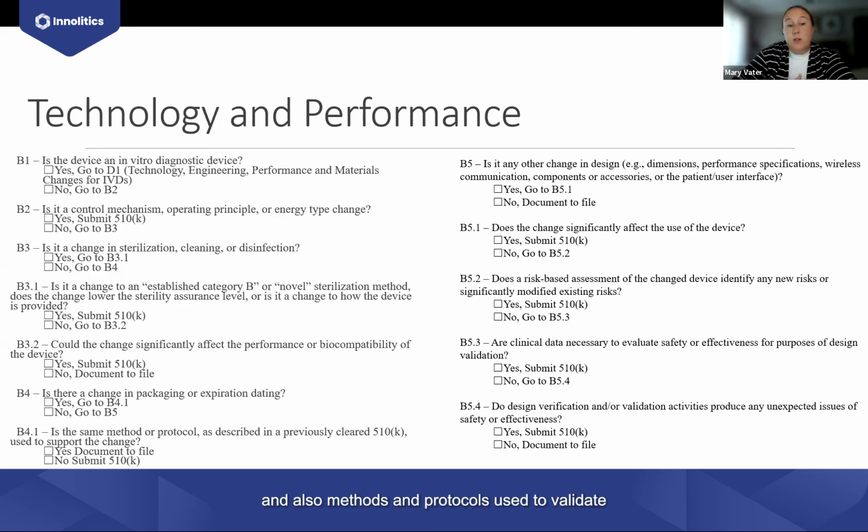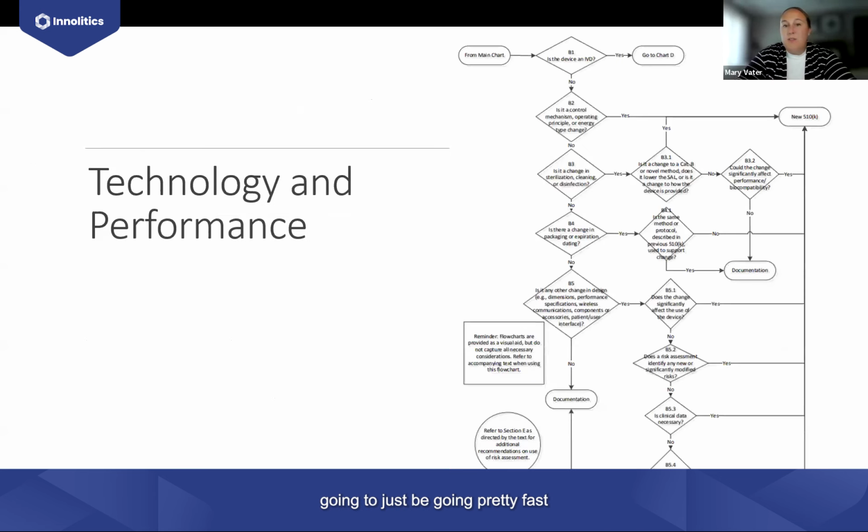And also methods and protocols used to validate the changes is something that is going to be reviewed as part of this flowchart as well. So I'm going to be going pretty fast through this because really just a high level overview isn't going to help much. What you really need to do is work through the flowcharts for your particular change and dig into the paragraphs and the details of the guidance to help make these decisions and document these decisions. But I just wanted to outline that for you.